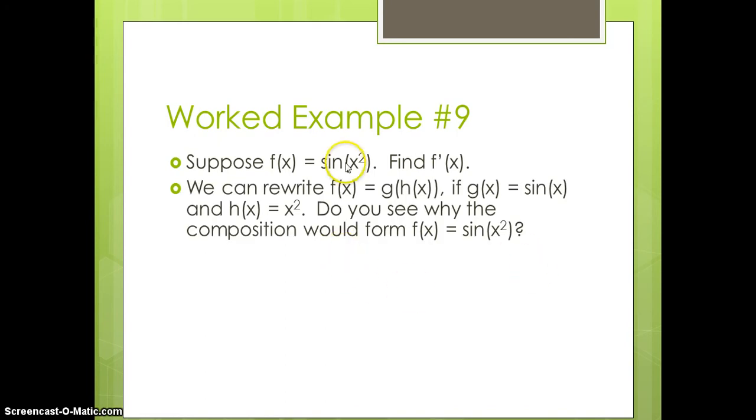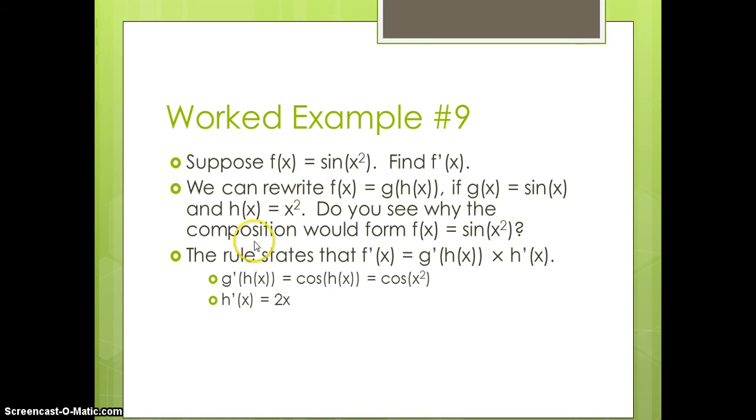We can rewrite the function f of x is equal to g of h of x if g of x is equal to sine of x and h of x is equal to x squared. So I'll let you think for a second as to why this would mean that f of x is equal to sine of x squared. The rule would state that f prime of x would be g prime, derivative of the outside function, of h of x times h prime of x.